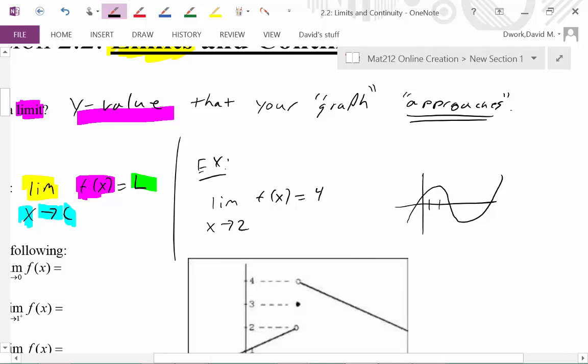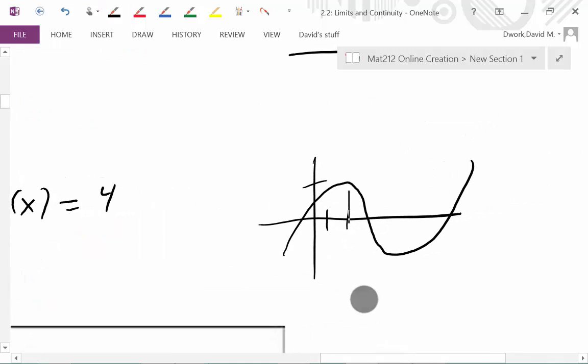where I have the x value of 2, and here at the x value of 2, the y value of my graph is going to be approaching the value of 4. Okay, and we're going to say that that's 4 right there. So as we approach from the left hand side and as we approach from the right hand side, my y values both are approaching the value of 4.